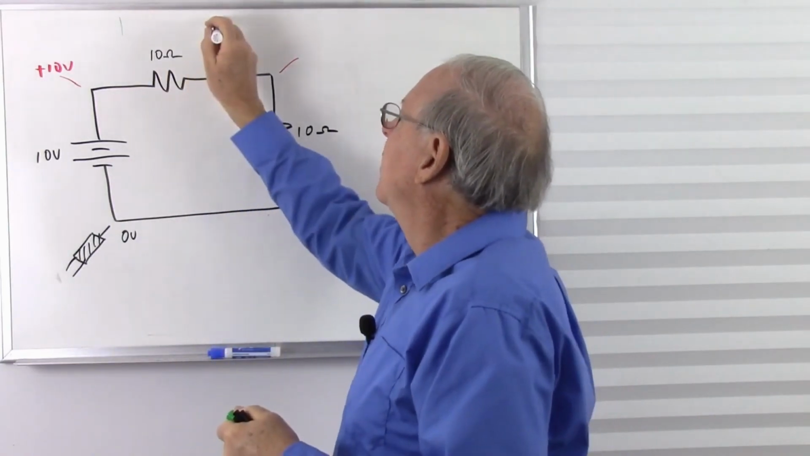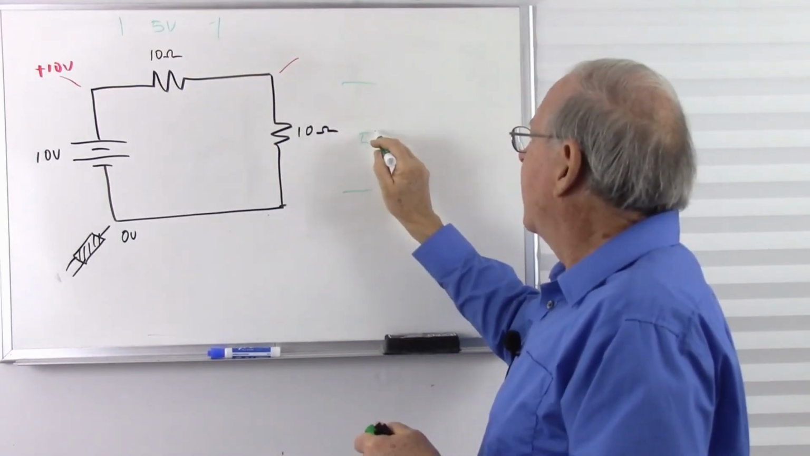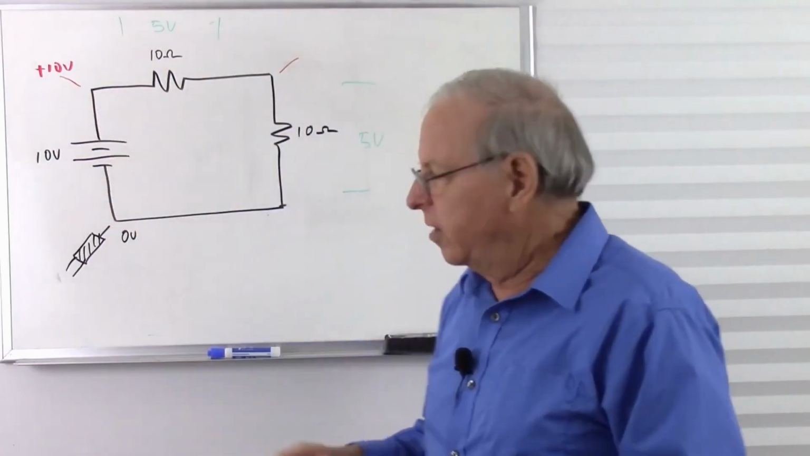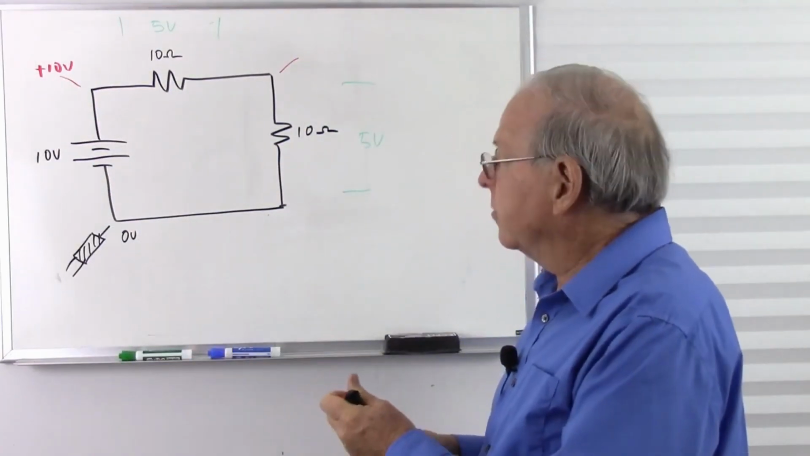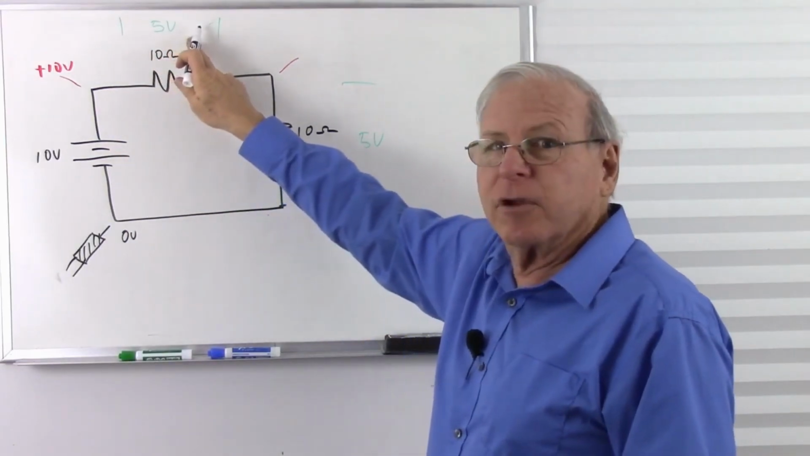So we have, let's just draw that in green here, 5 volts, 5 volts. 5 volts plus 5 volts equals 10 volts. That all adds up and it works. So we start with 10 volts and then we have 5 volts. What's going to happen?